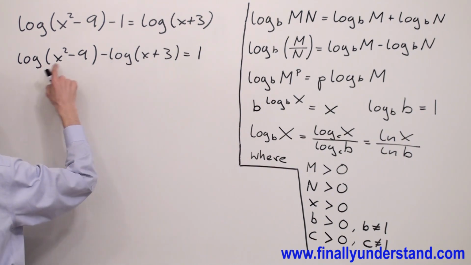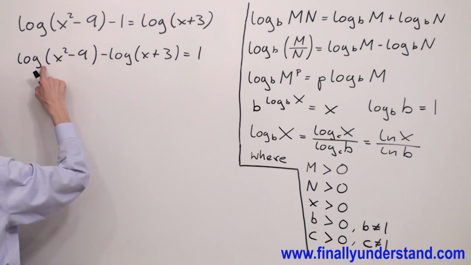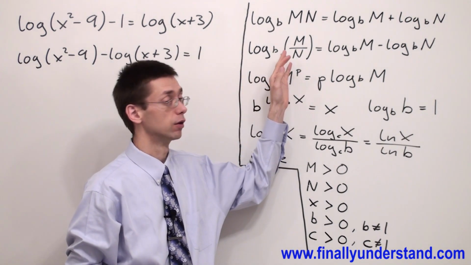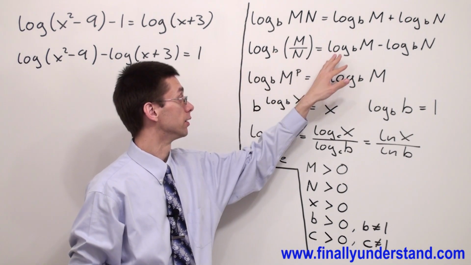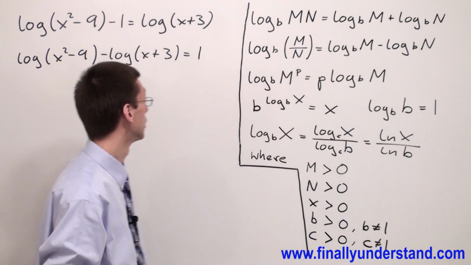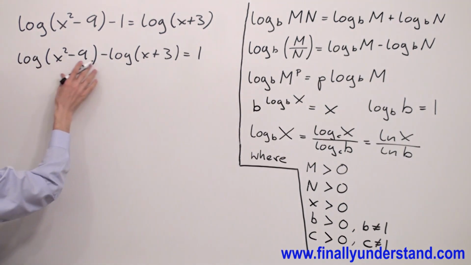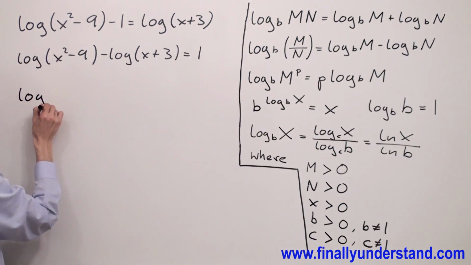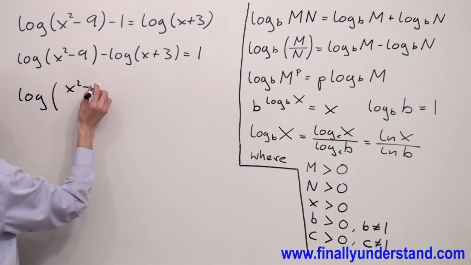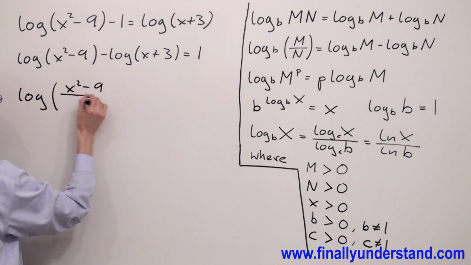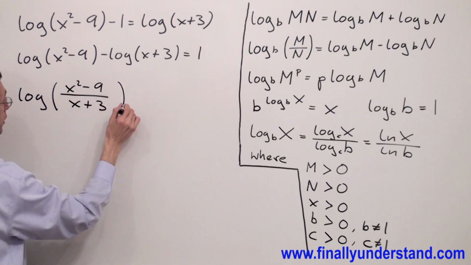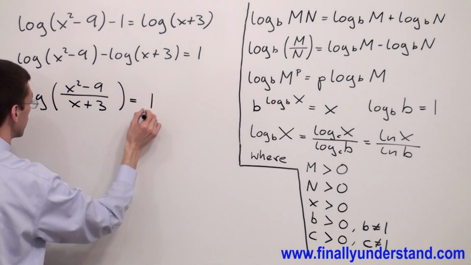These two logarithms have the same base. That's why I'm going to use the property for the logarithm of a quotient. The difference of two logarithms I can rewrite as the log of a quotient. So that's why I'm going to write the left side as logarithm of x squared minus 9 over x plus 3 equals 1.